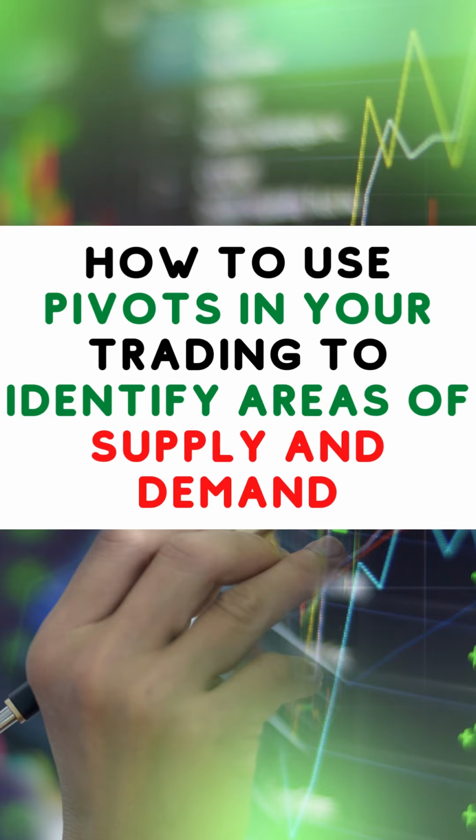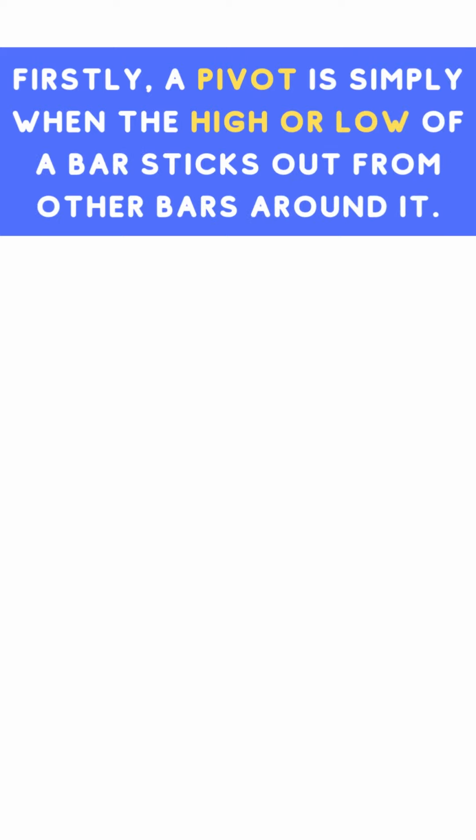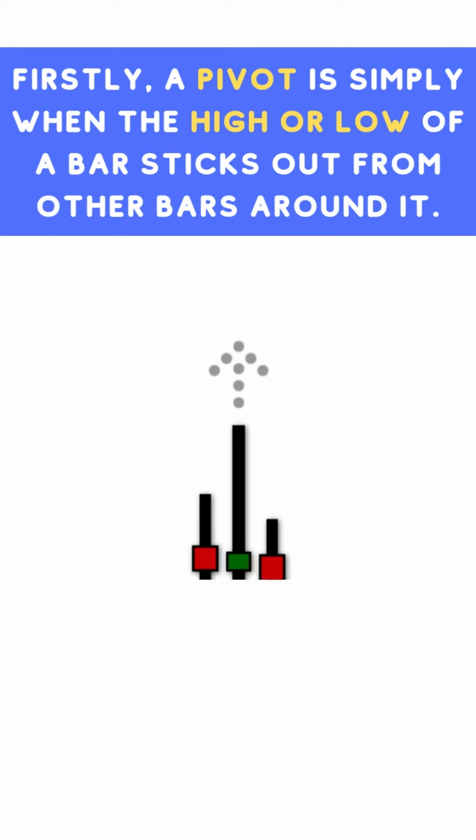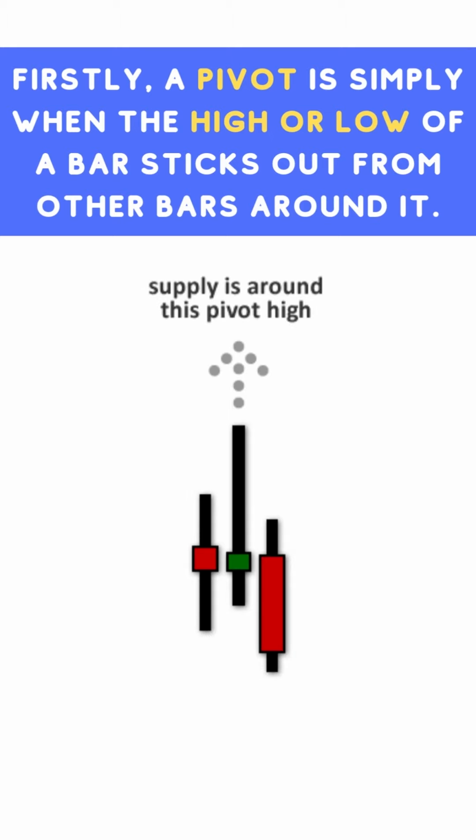How to use pivots in your trading to identify areas of supply and demand. Firstly, a pivot is simply when the high or low of a bar sticks out from the other bars around it. If the pivot is a pivot high, meaning if the highs of other bars around it are lower, then we know there's supply around this pivot.